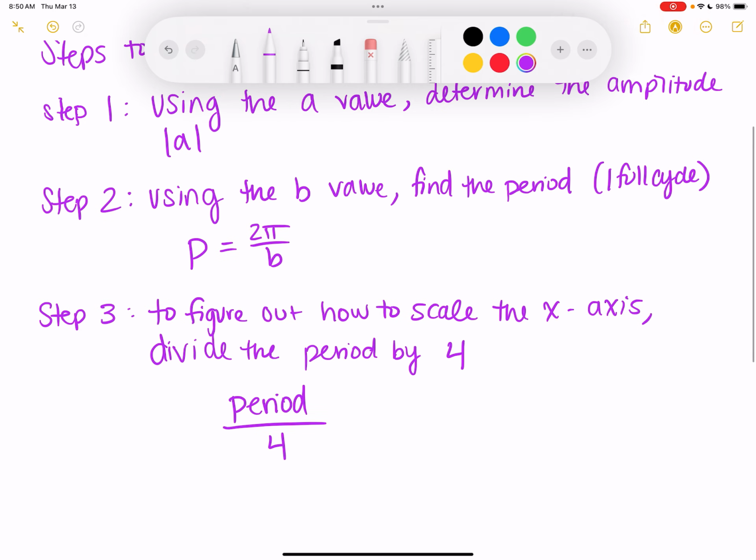So that's why when our period is 2 pi on those parent functions, we divide it by 4. That reduces to pi over 2. And so the scaling is pi over 2, and that's where we get 1 pi over 2, 2 pi over 2, which is pi, 3 pi over 2, 4 pi over 2, which is 2 pi. So that's where we get that from, and we can just keep counting it that way.